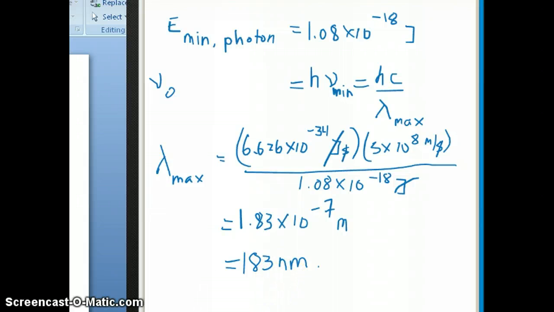Okay, we're going to do some more problems in class on the photoelectric effect, but I hope this gives you the idea of how to do these types of calculations.